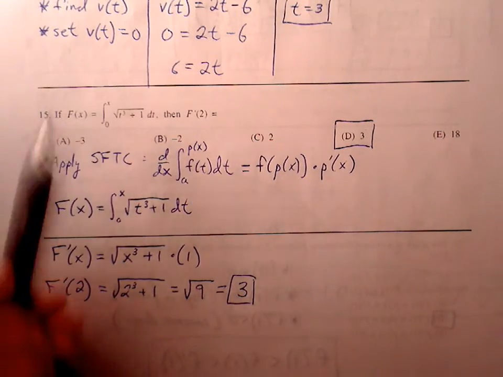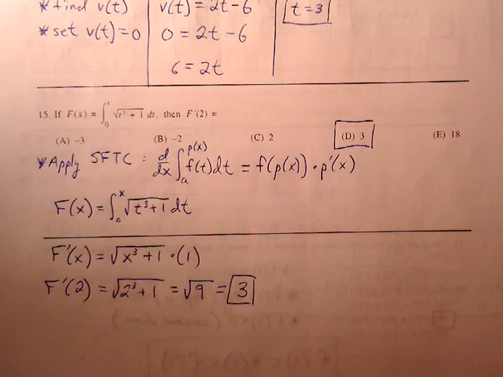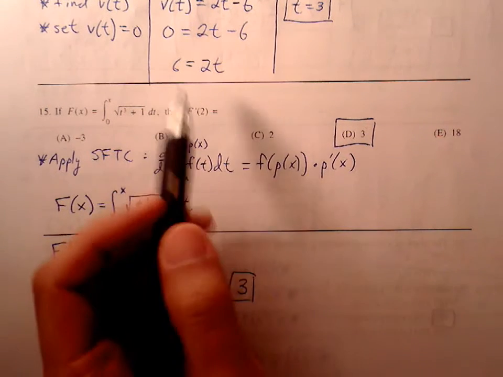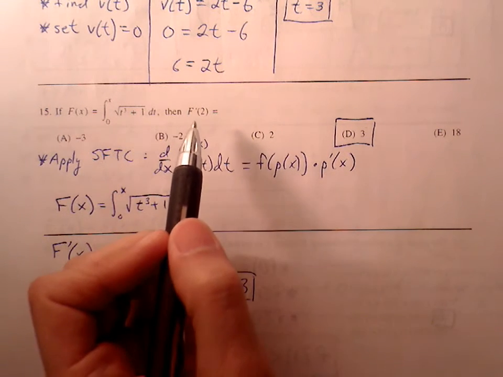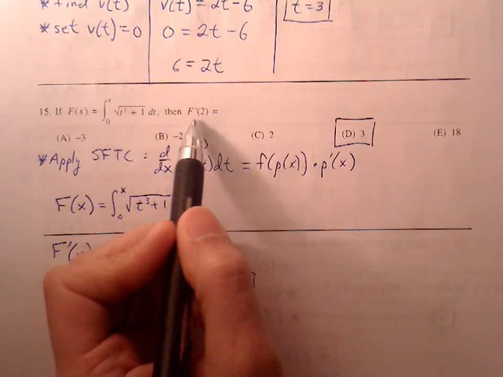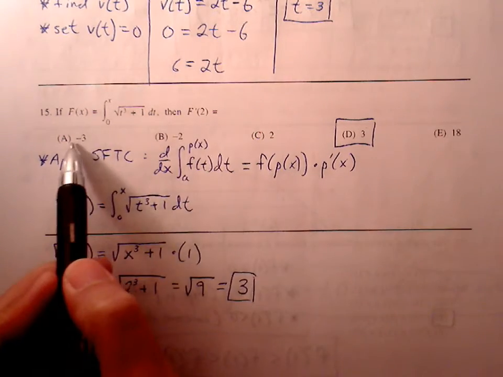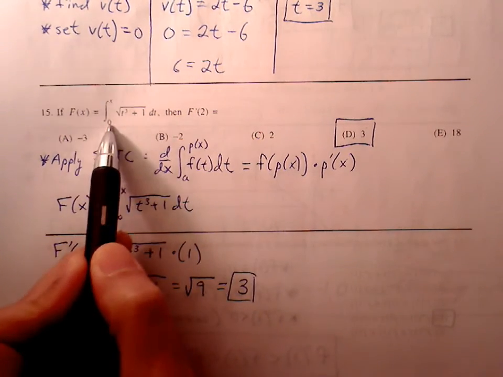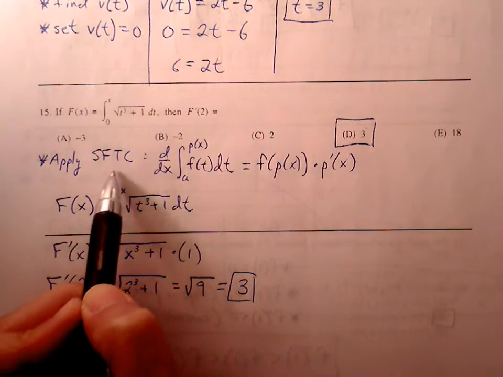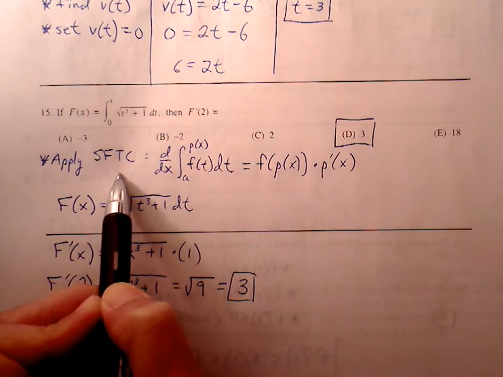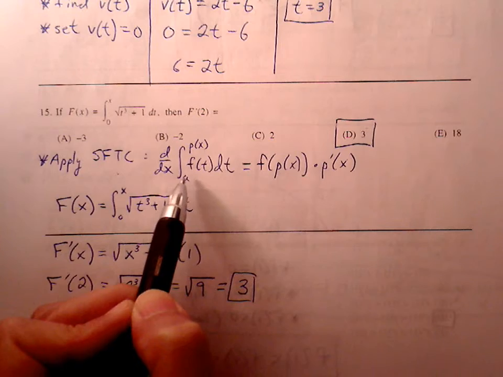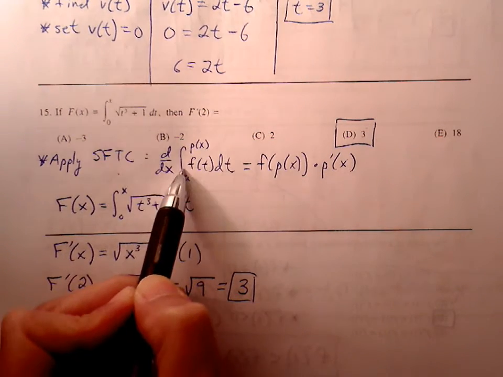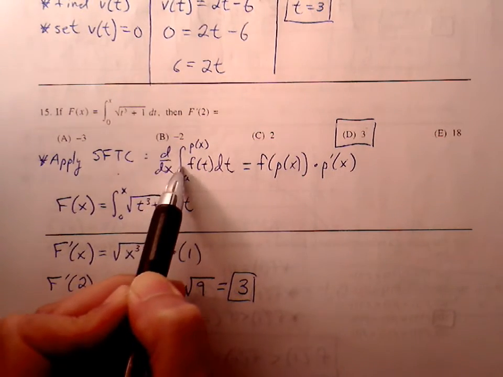Okay, number 15, we have f of x defined as the definite integral from 0 to x of square root of t cubed plus 1. We're trying to find f prime of 2. So if I want to find the derivative of an expression that has a definite integral in it, we're going to be applying the second fundamental theorem of calculus, which basically says if I want to find the derivative of a definite integral, these two operations cancel each other out.